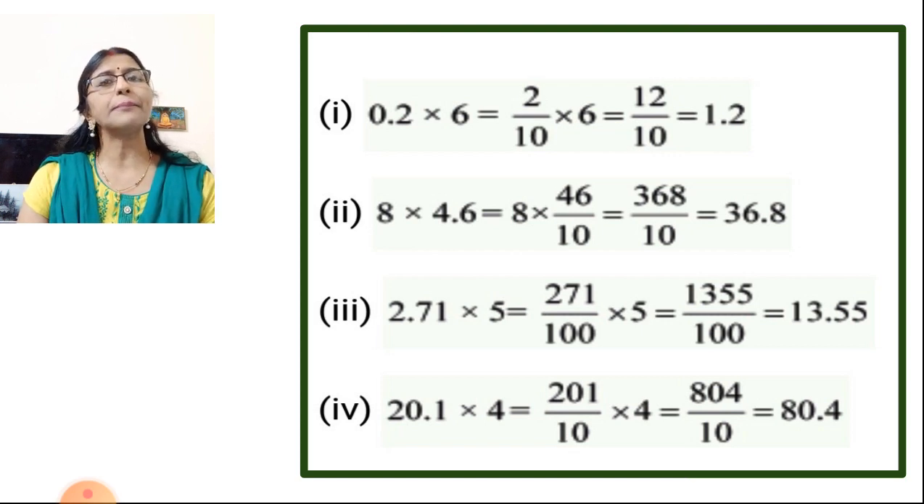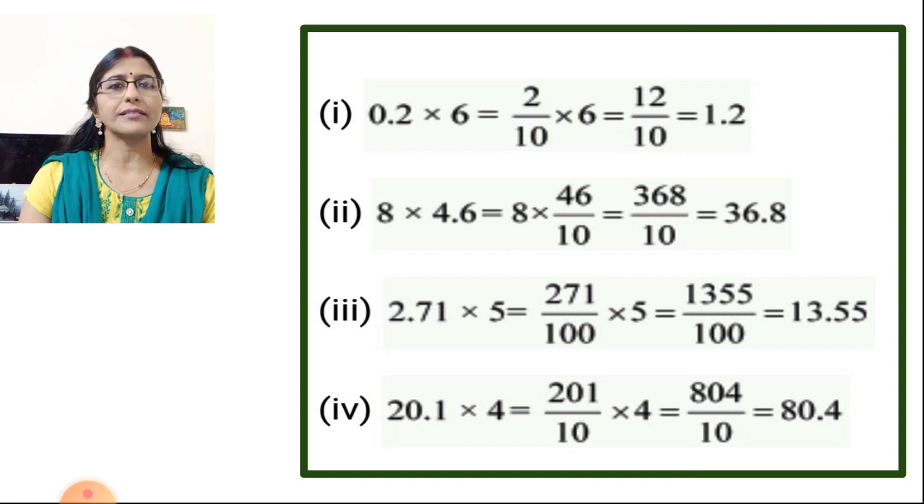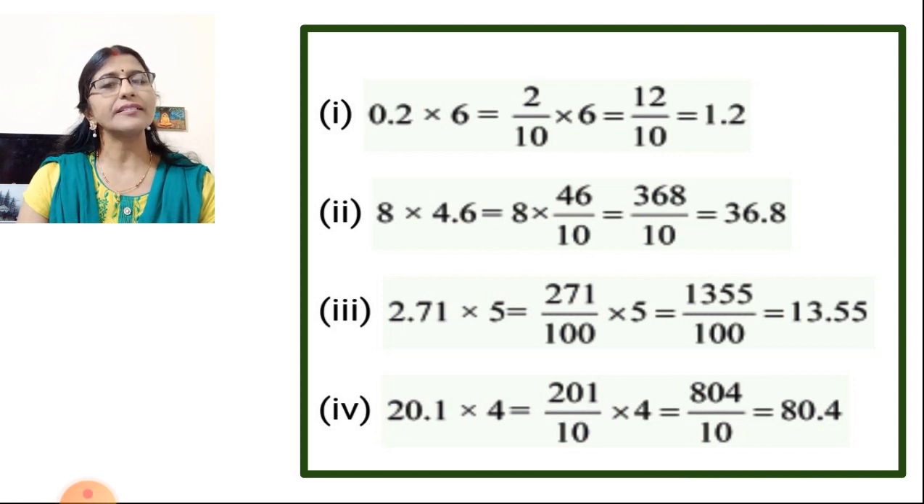And now we are going to multiply 8 and 46. So 8 into 46 is 368, and in the denominator 10 is there. So now what will we do? We will convert this into decimal form. As 10 is there in the denominator, we have to shift the decimal point to the left by one place. So you will get 36.8.